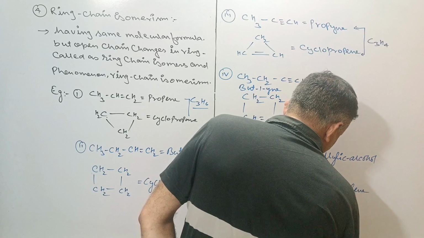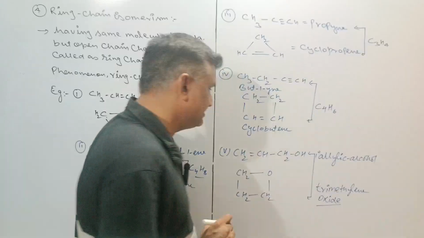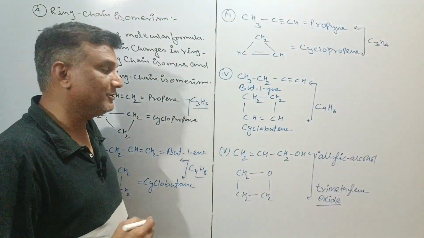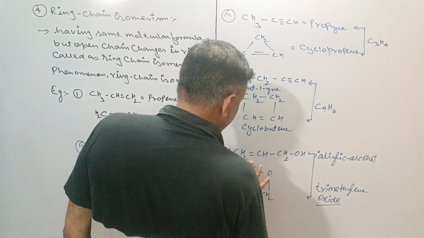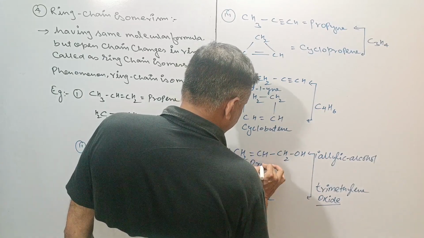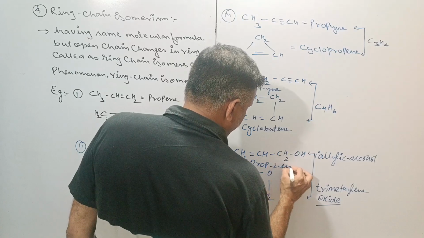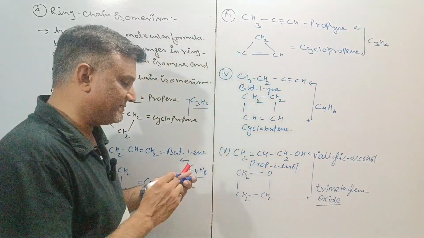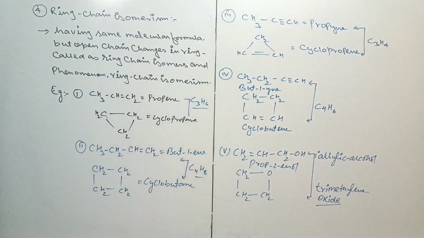Trimethylene oxide will be a ring chain isomer of the allylic alcohol, or you can say prop-2-en-1-ol. So this was about ring chain isomerism.